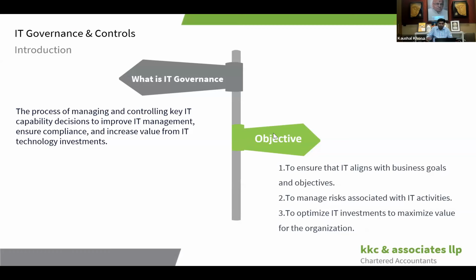And why do you need to have IT governance? To ensure that the IT department aligns with the business goals and objectives. The overall goal of any CA would be to provide the best services, and in the safest way possible, to your clients. So the objective of this is to ensure that your entire IT infrastructure is in alignment with your goals and objectives.